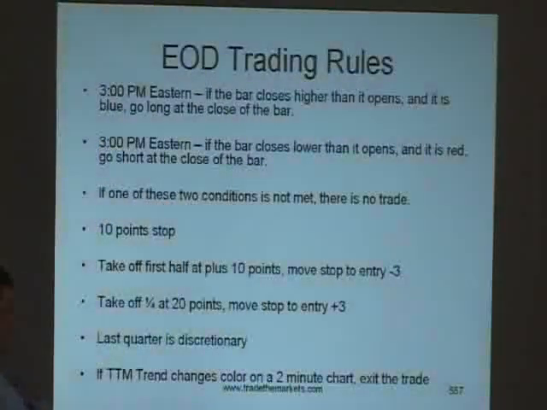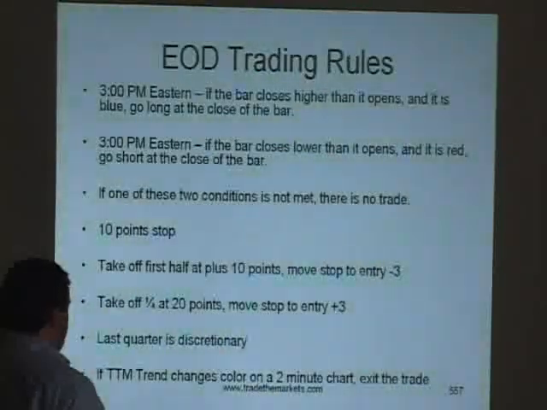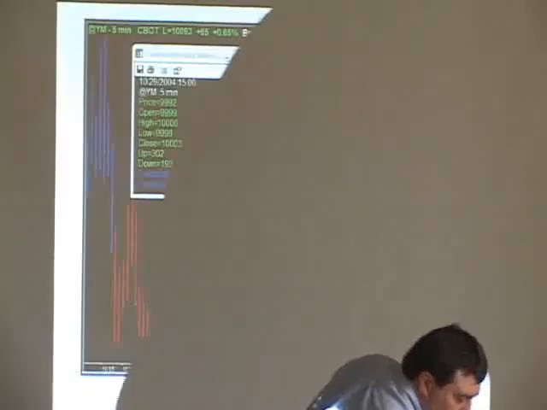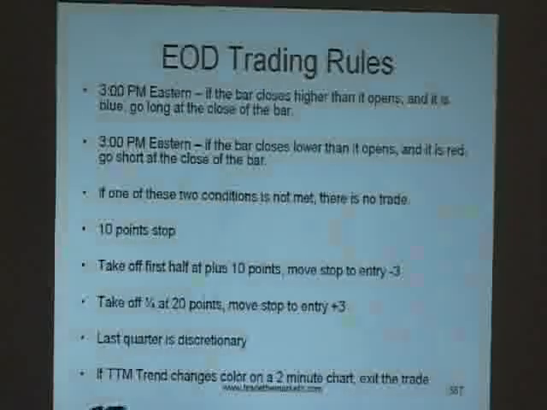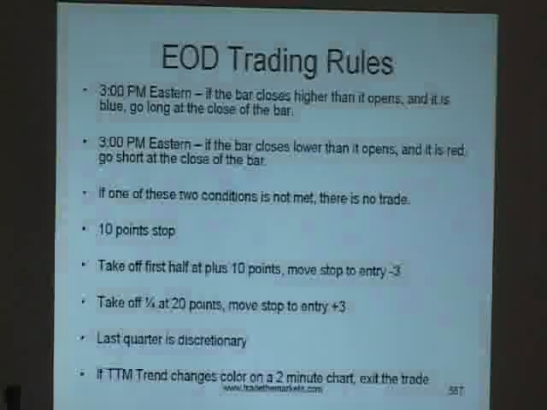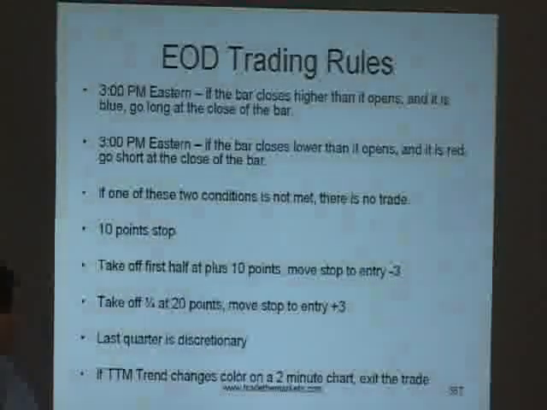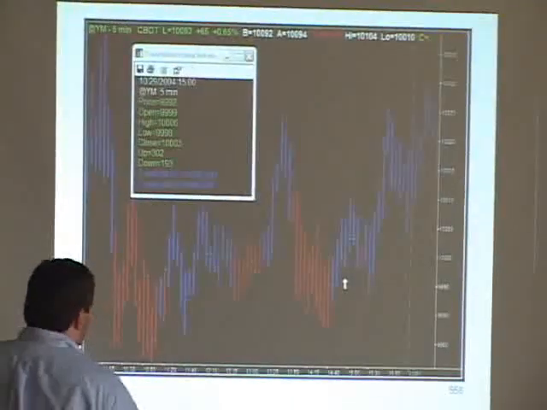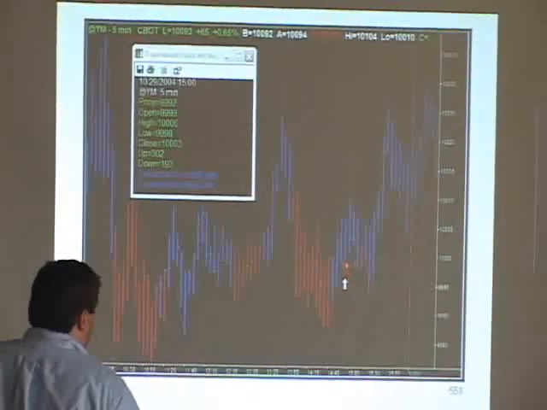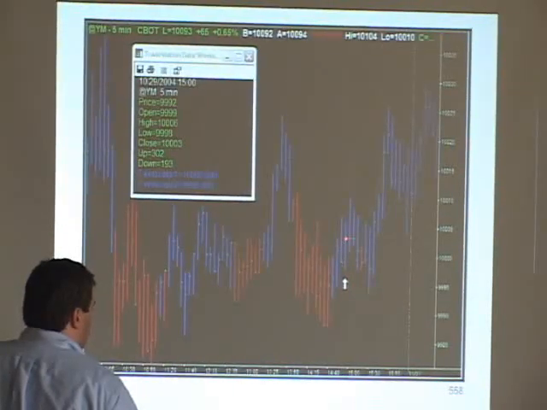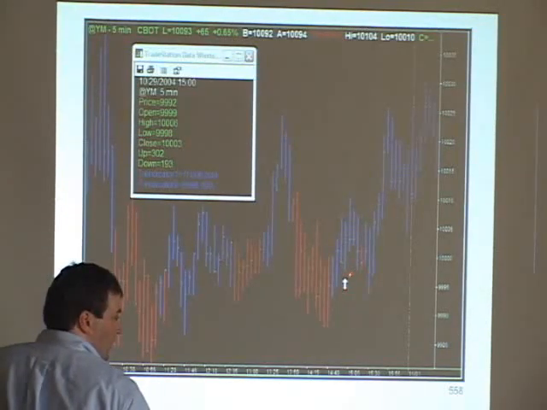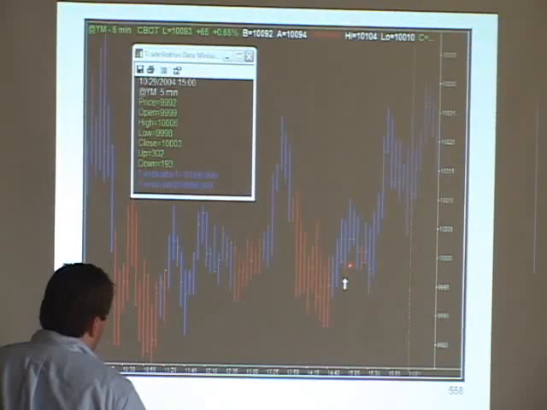Is it a 5-minute bar? Yes, it's a 5-minute bar. The way I scale out of stuff, I use the same entry. If these two conditions are not met, I don't do it, okay? The two conditions are: at 3 o'clock, did the bar close higher than it opened? Yes, it did. Is it blue? Yes. Then that's a long entry. You got it? Pretty simple.